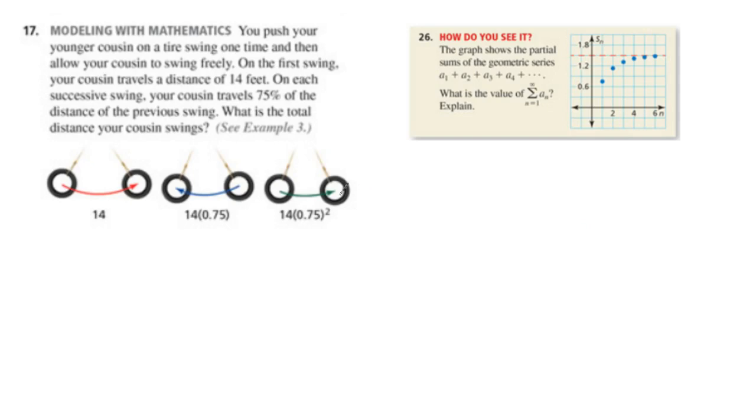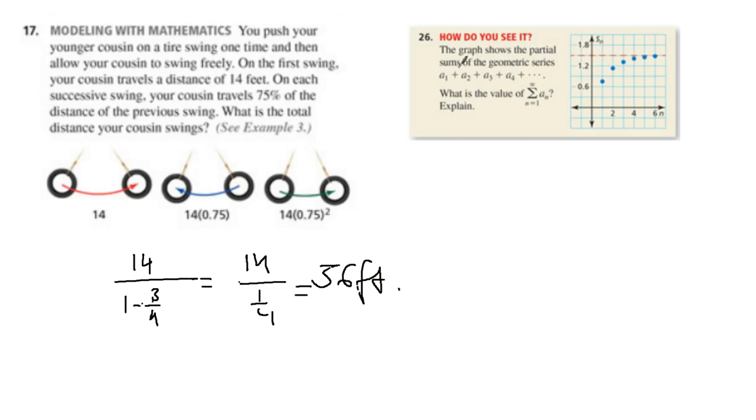You push your youngest cousin on a tire one time, and then allow your cousin to swing freely. On the first swing, your cousin travels a distance of 14 feet. Okay, let's put 14 up here. On each successive swing, your cousin travels 75% of the previous distance. 75% is 3/4. So 1 minus 3/4. What's the total distance? Well, that's just 14 over 1/4, which is 56. 56 feet.